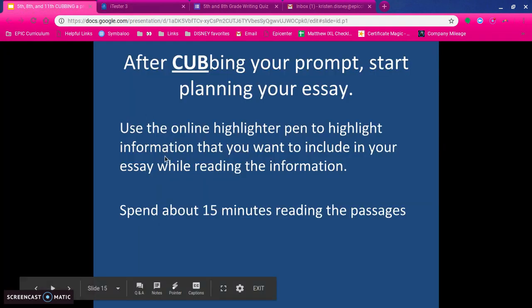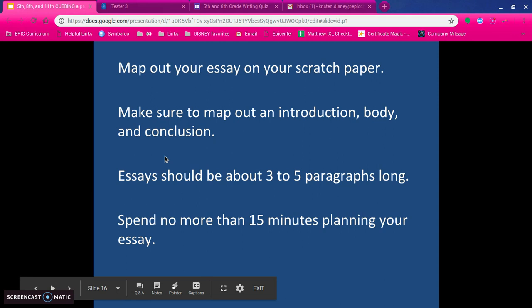All right, spend about 15 minutes reading the passages. Then you're going to take your piece of paper that they've given you and the pencil they've given you, and you're going to map out your essay. Remember, you want to map out an introduction, a body paragraph, and a conclusion. Your essay can be about 3 paragraphs to 5 paragraphs. If you want one body paragraph in the middle of your introduction and conclusion, that would be a 3-paragraph paper, or you can do a 5-paragraph paper if you want to include some more information. You can even do a 4-paragraph paper if you just want 2 body paragraphs in there.